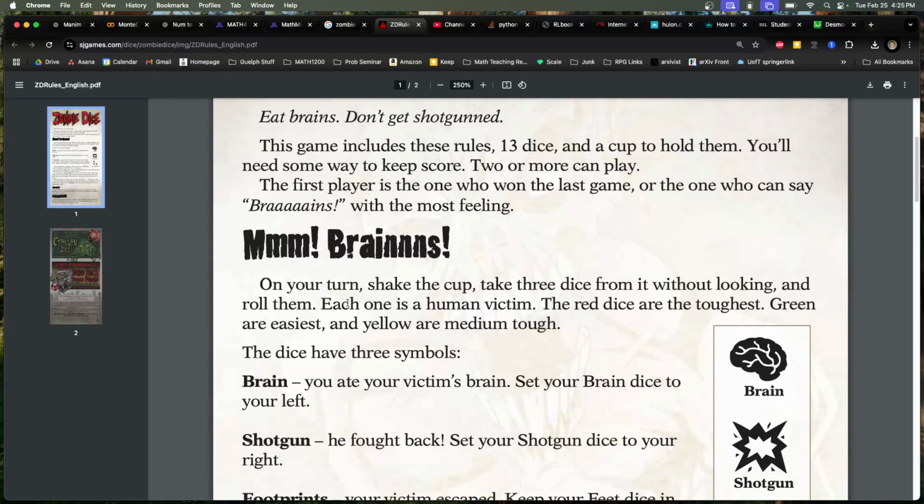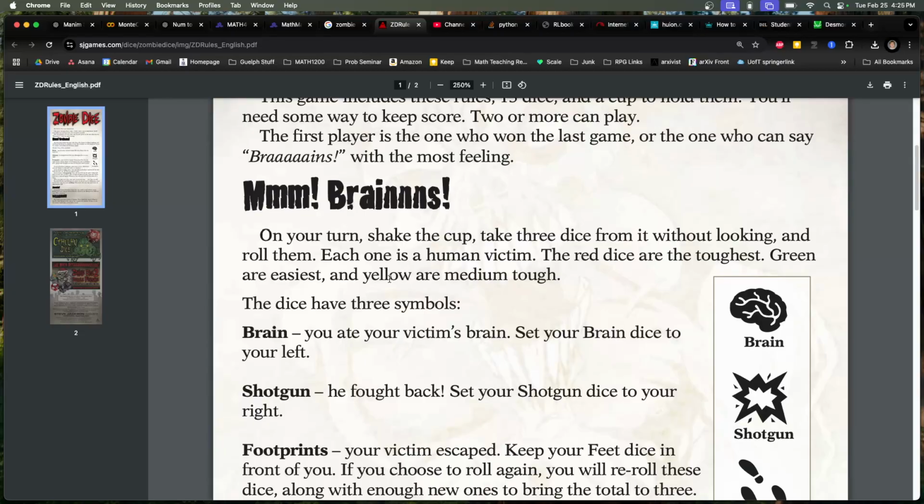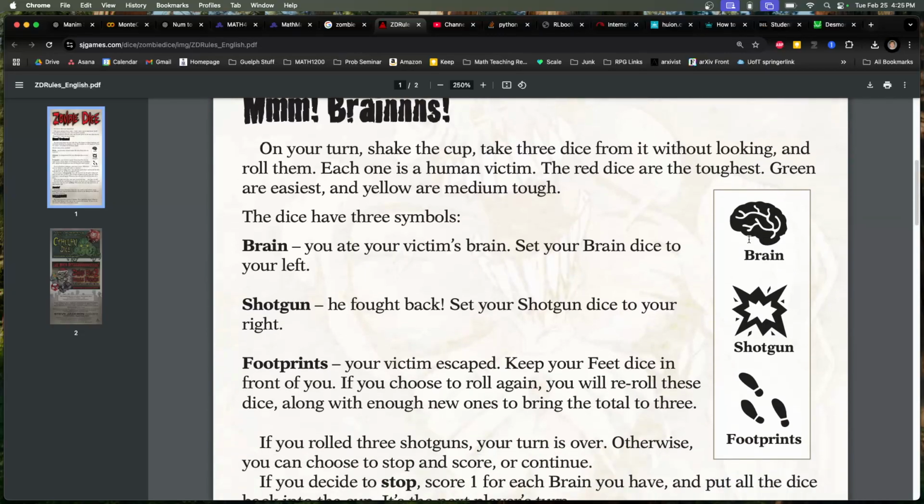Each one is a human victim, so every dice represents a person. The red dice are the toughest, the green dice are the easiest, and the yellow are medium tough. Every dice will have brains, shotgun, or footprints. Brains are like you ate the person's brain. Shotgun is like the person fought back and shot you, and footprints is like they ran away.